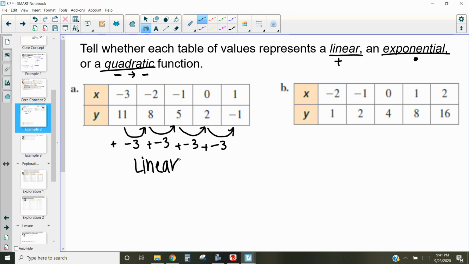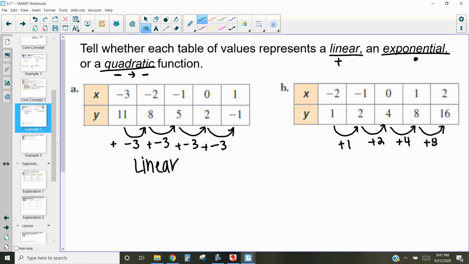What about this next one? I want to look to see if I'm adding the same number, multiplying the same number, or if the differences vary, so it's not adding or multiplying the same number, but then those differences change, then we know what we're looking for. So right here, to go from 1 to 2, well, I can add 1. 2 to 4, I add 2. 4 to 8, I add 4. 8 to 16, I add 8.